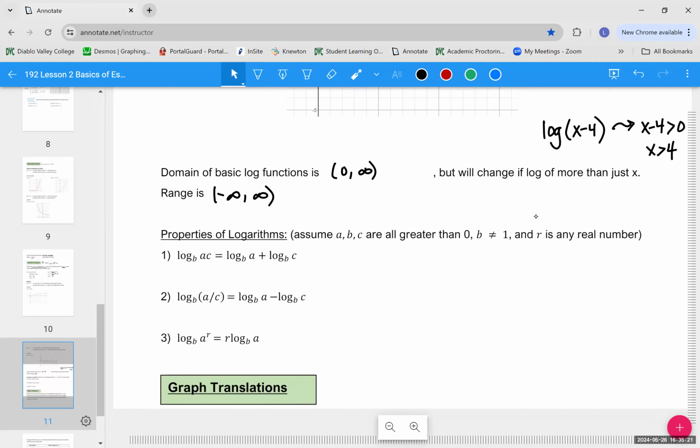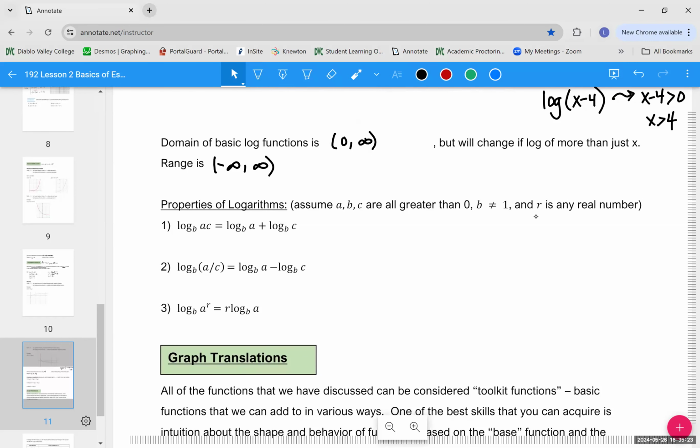And then we have those properties of logs that you've seen before. Just to remind you of those real quick. If you have the log of a product, that's the sum of the logs. If you have a log of a quotient, that's the difference of the logs. And this just comes from rules of exponents. What do you do when you are multiplying two things with the same base? You add the exponents. What do you do if you're dividing two things with the same base?